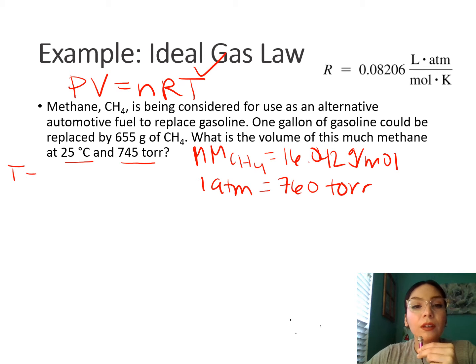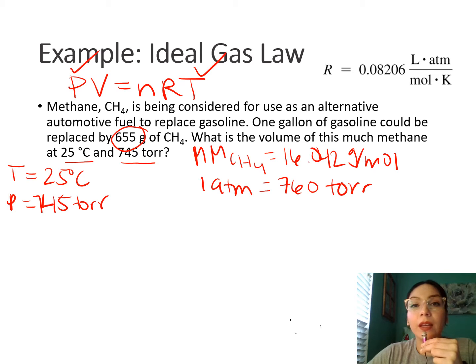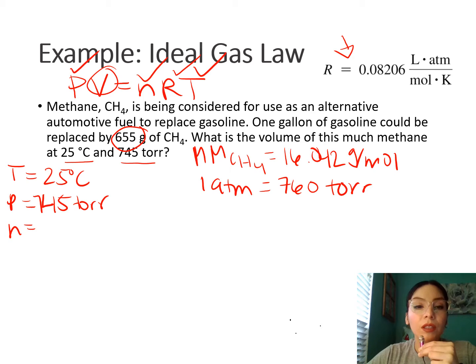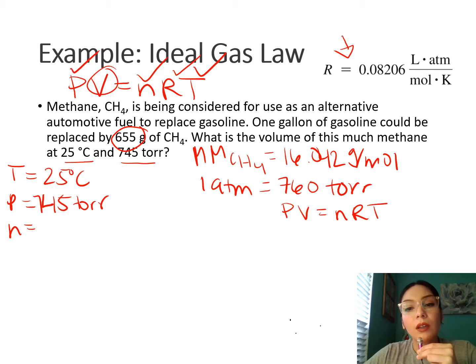We have a pressure, 745 torr. We have a mass, but remember we can convert any mass to moles. So we will have the moles. And then we have obviously the constant right here. And we're searching for volume. So we are going to solve this. We're going to isolate volume first. That's what you should be getting out of the way essentially. And then we end up getting V equals nRT over P.